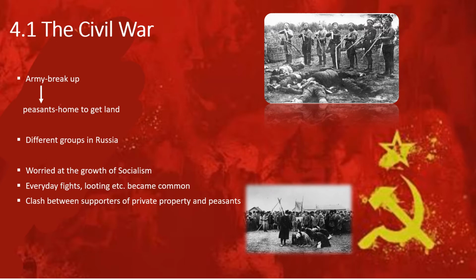There were fights and looting and killing of innocent people in Russia almost every day. There were clashes between supporters of private property and peasants. These people who had property did not want to give their property, but the peasants attacked them. So the situation in Russia was chaotic. Chaotic means very confusing. However, the Bolsheviks held on to power in Russia.